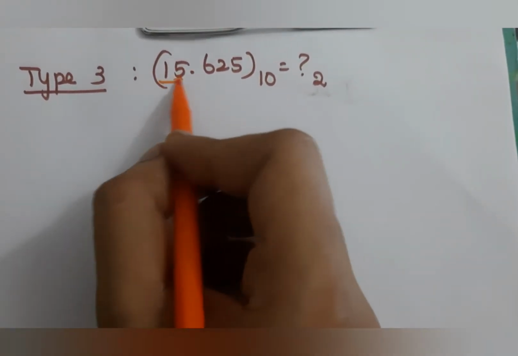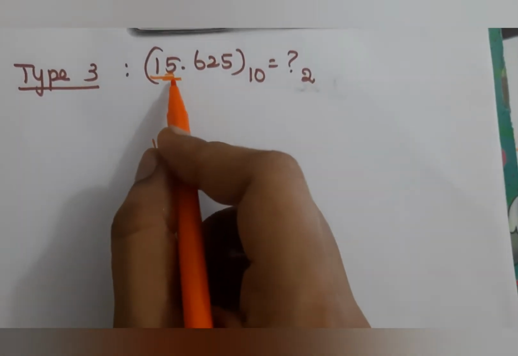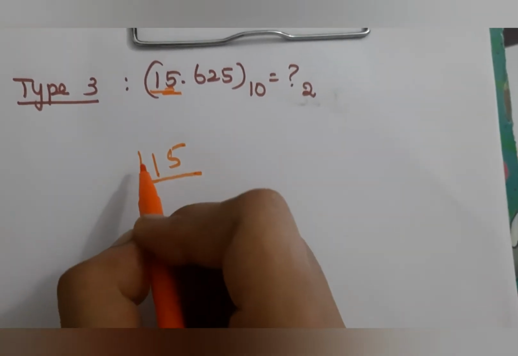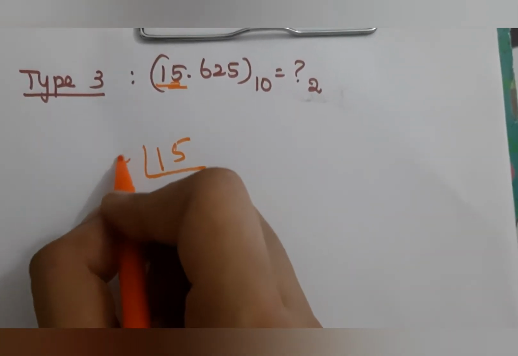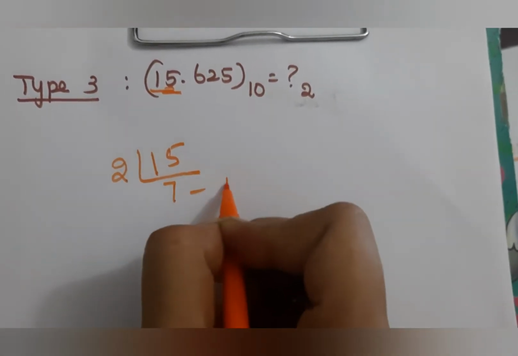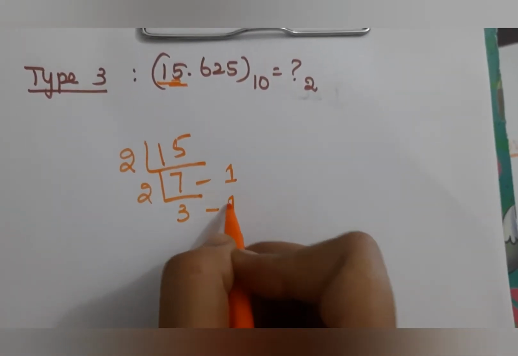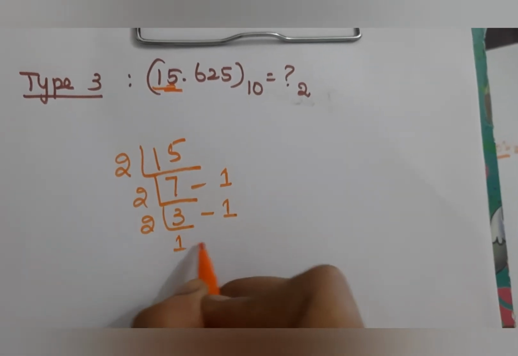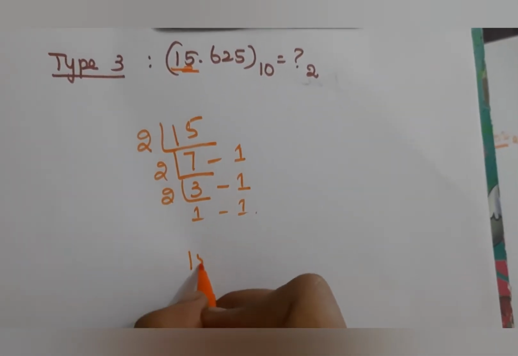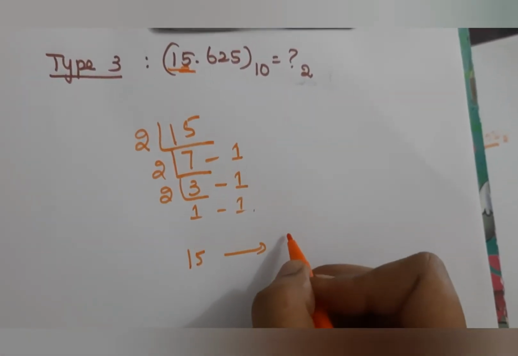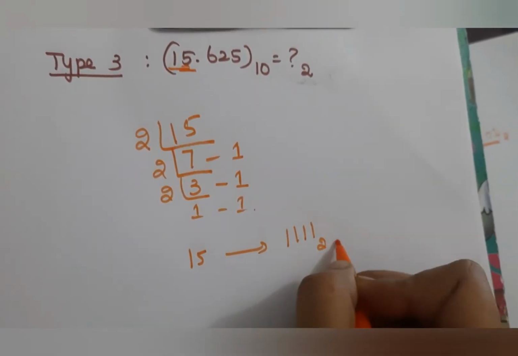First we take the whole part, the integer part, that is 15. So we have to divide this 15 by 2. So we get 7, remainder is 1, and then 3, remainder 1, and then 1, remainder 1. So the equivalent binary of 15 is 1111 in base 2.